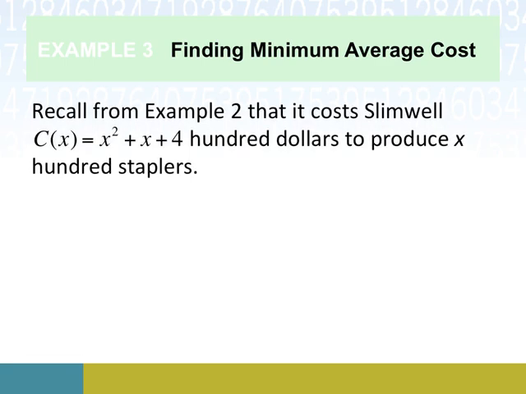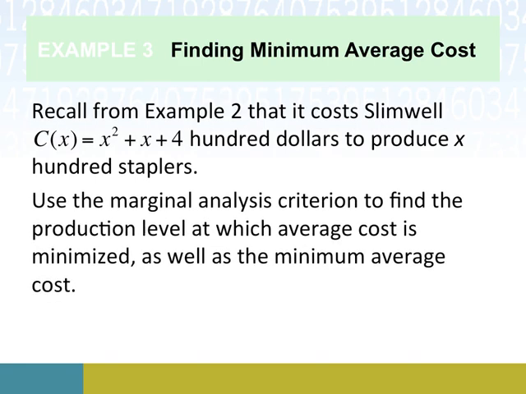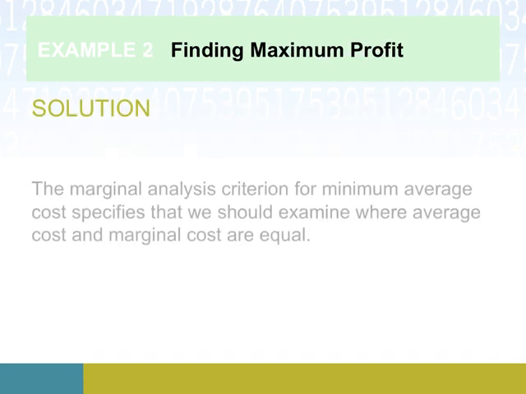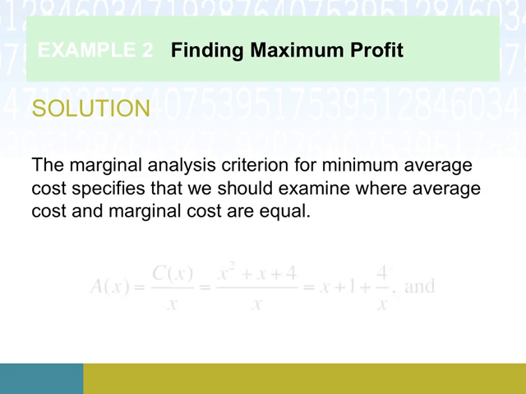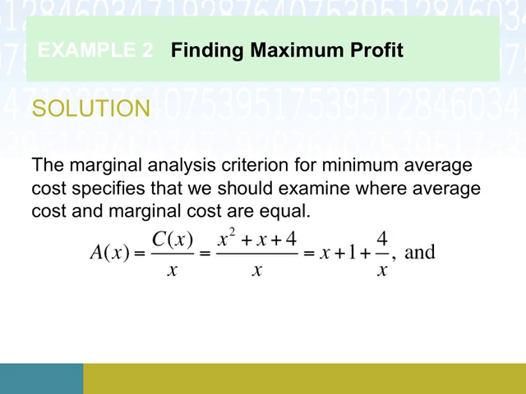Okay, so we're going to reuse our Slimwell stapler example and snag our cost function and say, okay, our job in this case is to use this marginal analysis criterion to find the production level where average cost is minimized. And then, just like with the profit one, we'll actually find out what that average cost is. So this criterion says, figure out where average cost equals marginal cost. So we've got 2 things to figure out.